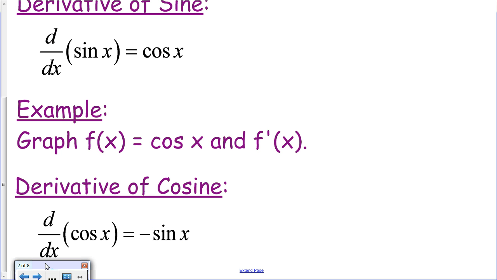So there we go. We got 2 more rules. We started out with 4. Now we're up to 6. We're adding to the power rule, sum, constant times a function, and the constant function. Now we've got sine and cosine.